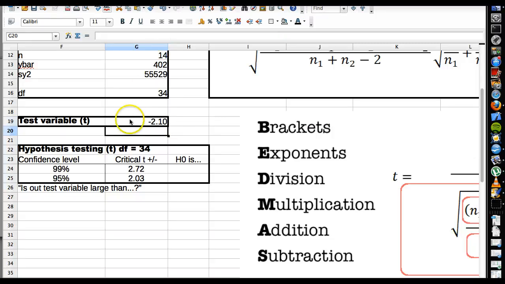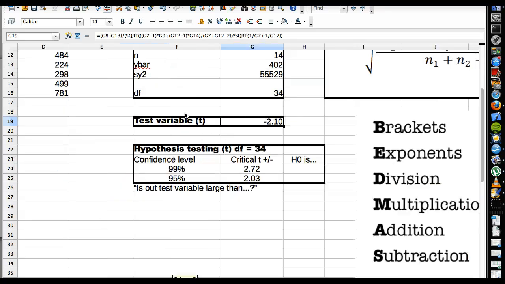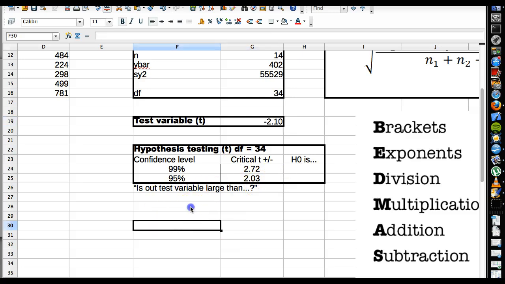I hit enter and I get a critical value of minus 2.10. This is our test variable. Now, because of our amazing tables over the t-distribution, I don't need to calculate anything for the t-distribution formula. I can just start comparing this critical value to these values. Now, the question I'm asking myself is, is our test variable larger, and I'm talking about in absolute terms, is it larger than our critical values?